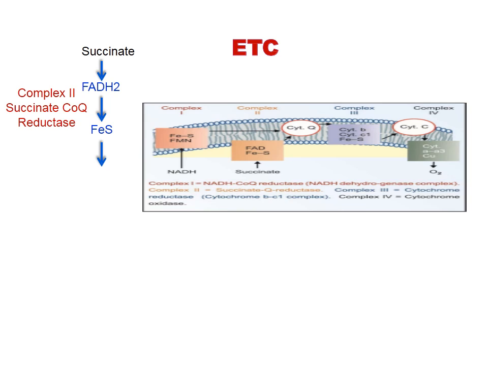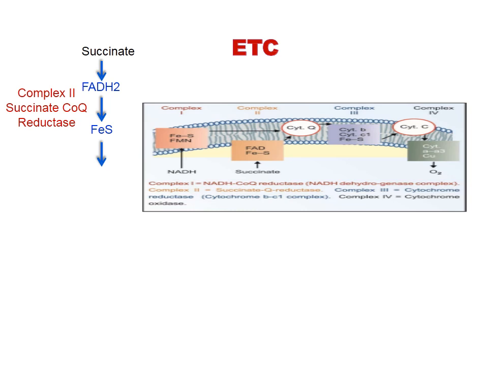Now we can see that complex 2 is succinate-CoQ, that is coenzyme Q reductase. From the succinate, the electrons will be given to FAD. FAD will become FADH2, and from FADH2, the electrons will be given to FeS. What is FeS? We will see in the next slide.